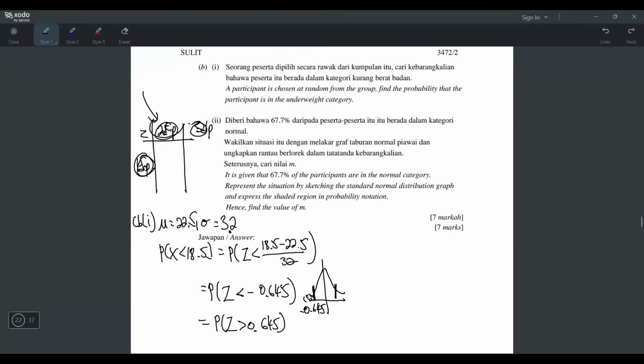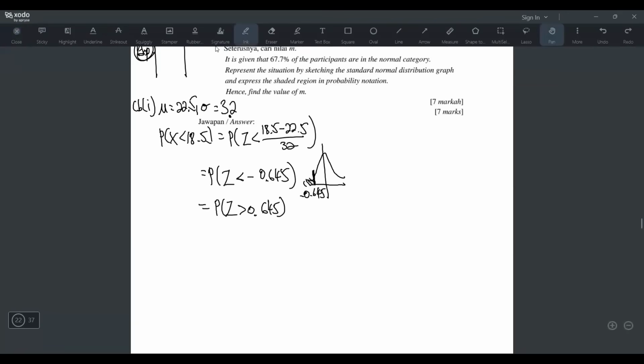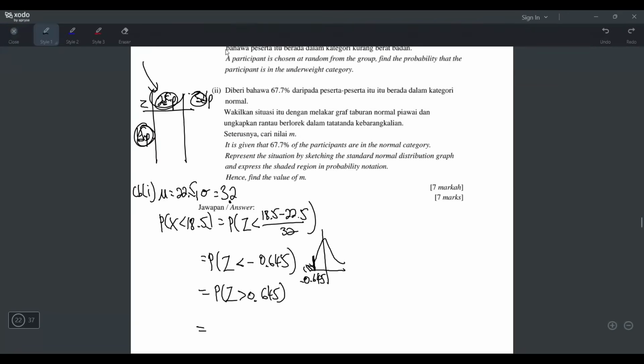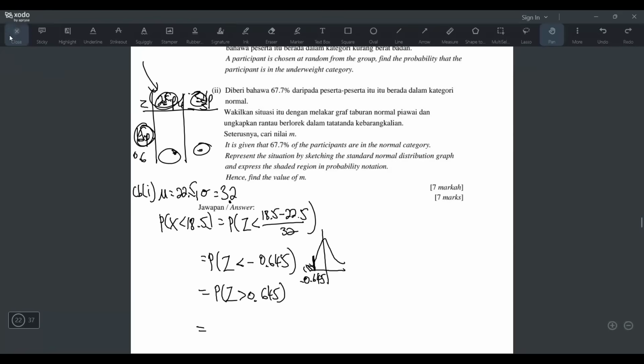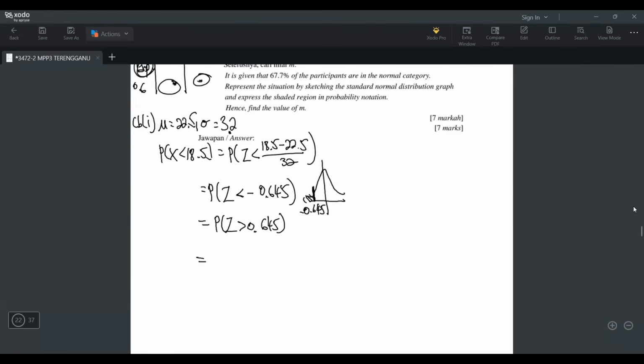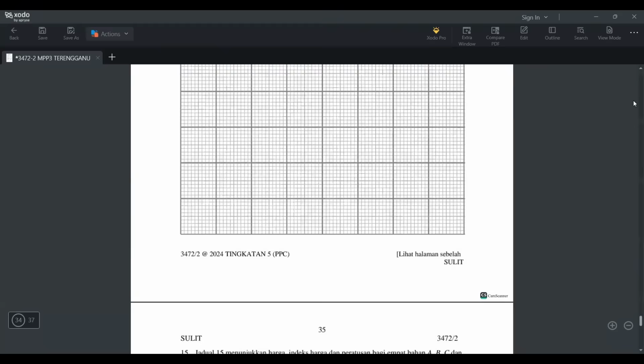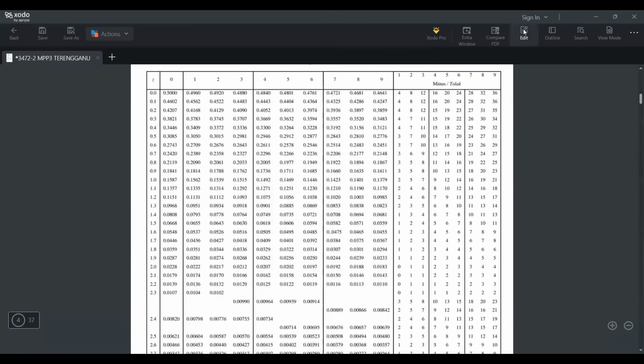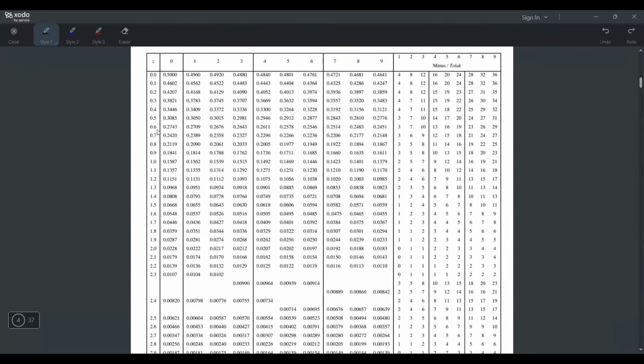Okay, so now we can go to the table already. Yes, now we can go to the Z value table because it's already Z bigger than positive. So we just have to go to the Z value table, find 0.6 here, find 4 here, and then find 5 here, and then get these two values, right? Okay, so I will go to the Z value table now and find 0.645. Okay, it's given here, right? So let's try to find 0.645. So we need this one, and we also need this, right?